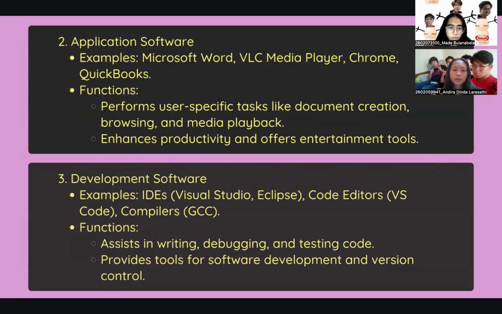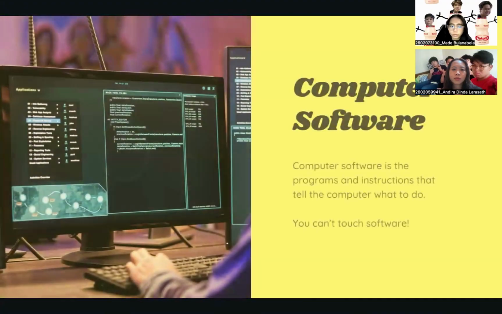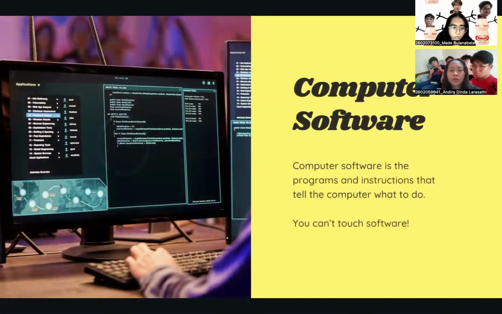The third one is development software, which we use quite frequently in our daily lives, which is IDEs like Visual Studio Code, Eclipse, code editors, and compilers like GCC. The functions are to assist in writing, debugging, and testing code. It also provides tools for software development and version control. So this is for the computer software, which is programmed and instructed to tell the computer what to do. So you cannot touch the software itself.